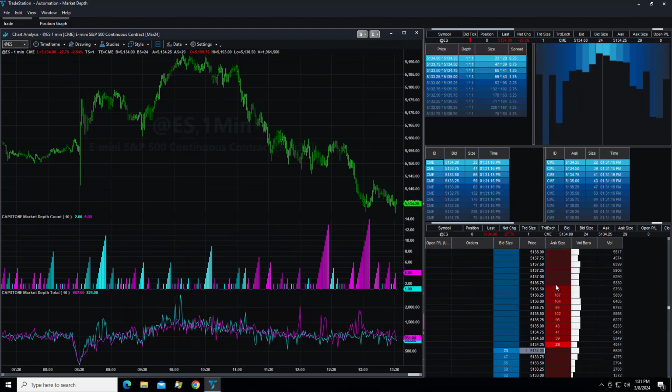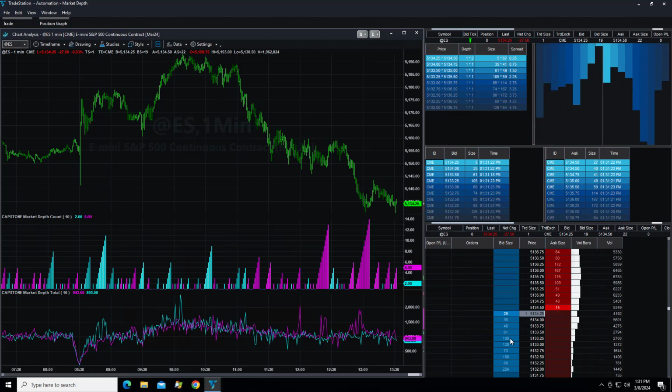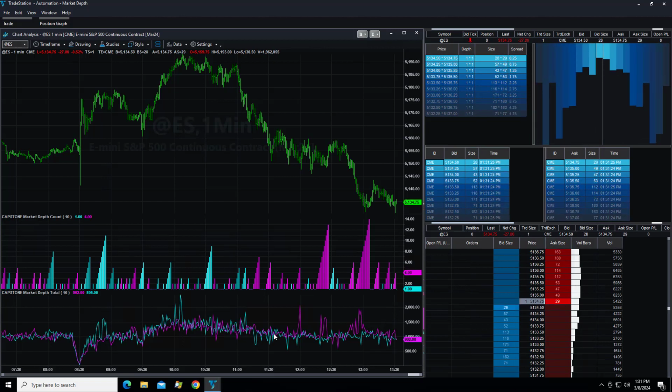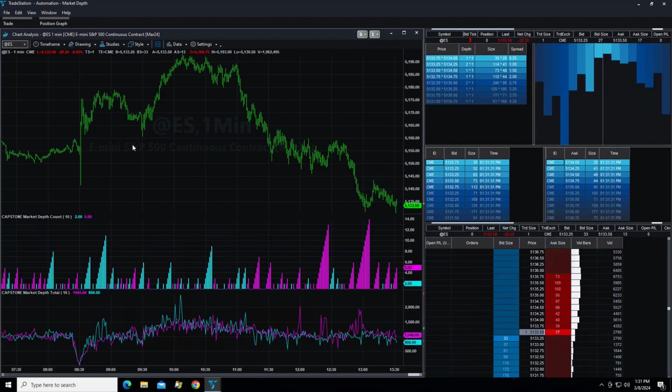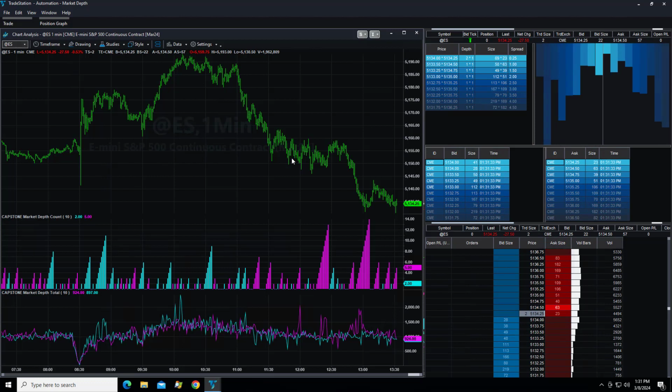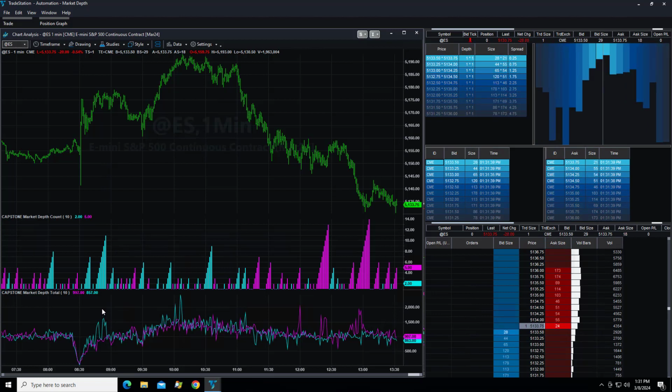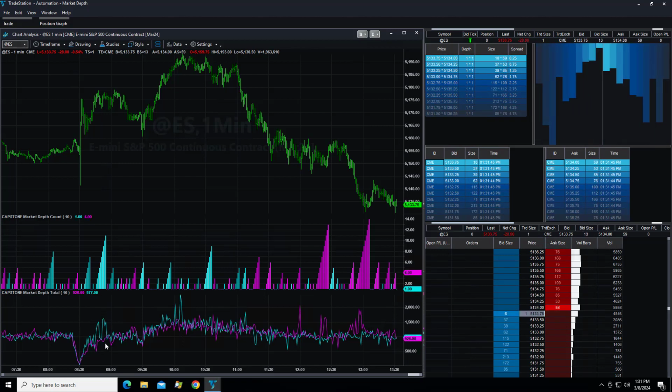You can see the number of offers here in the red, and as you scroll down you can see the bids. This keeps track of the total number of bids and the offers, and this is on a 1 minute chart, so it's the last number on the 1 minute chart. You can also run this on 1 second or 1 tick charts, and you can see that blue represents the bids and purple represents the offers.